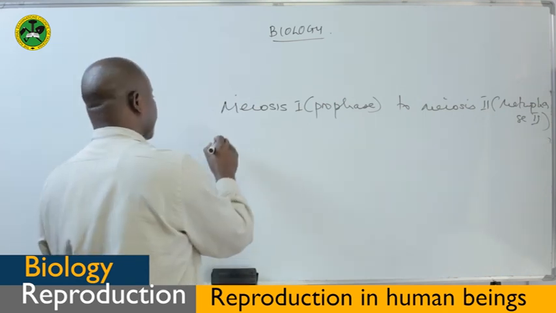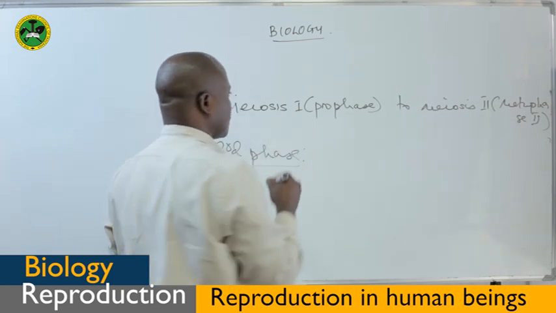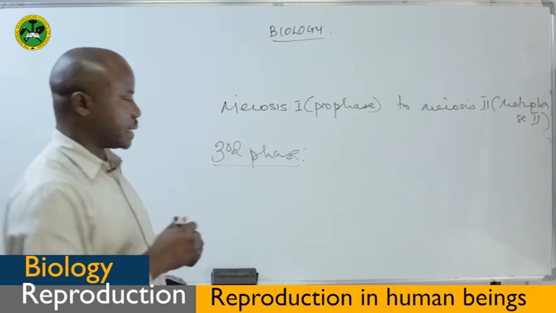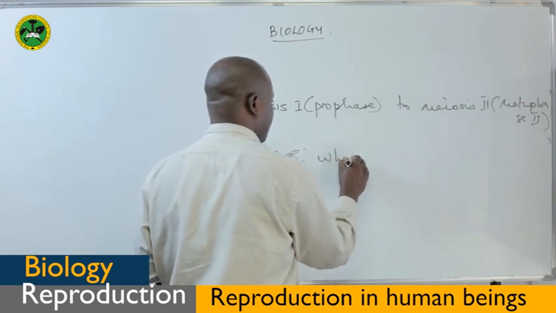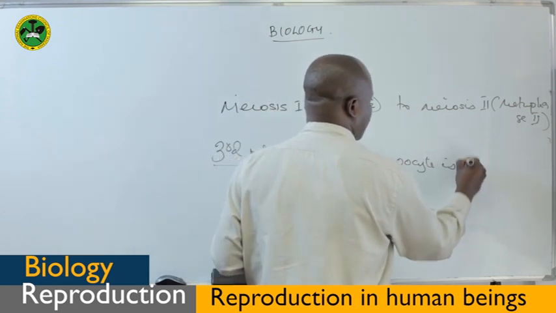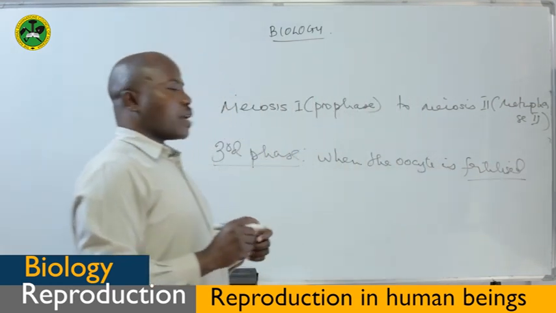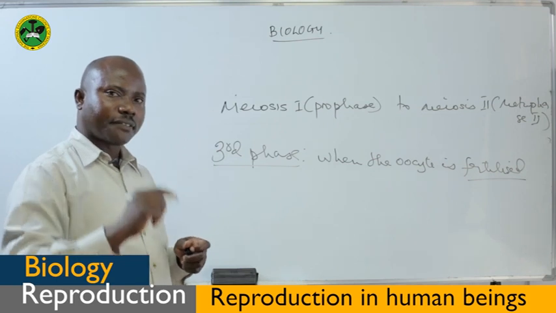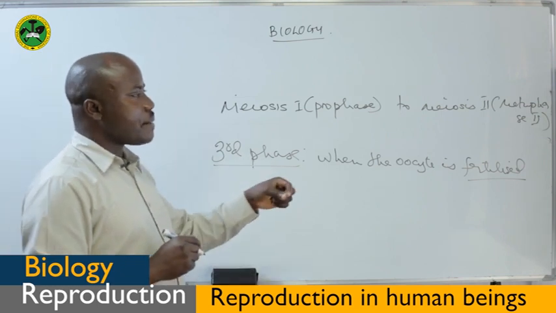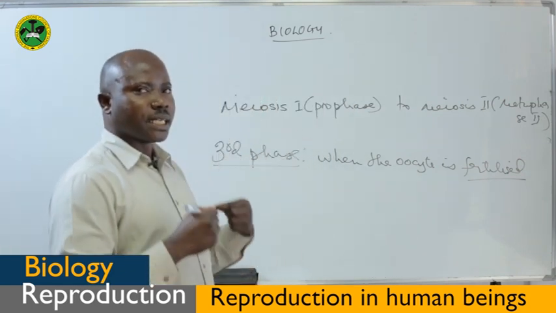The third phase occurs when the oocyte is fertilized. When the male gamete successfully enters the female gamete, it stimulates the female gamete that was stopped at metaphase of meiosis 2 to complete the meiotic division.